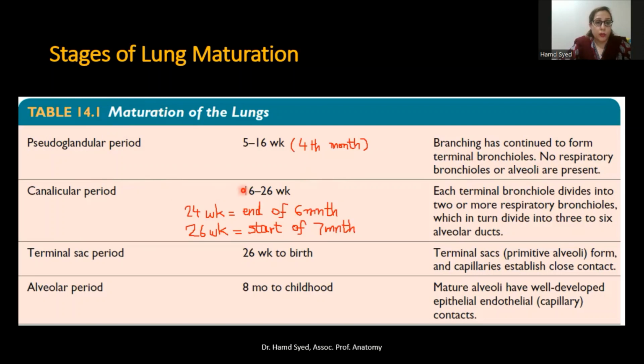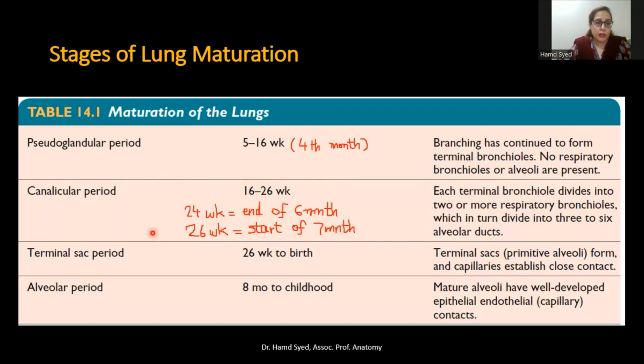Then comes the canalicular period. Now, in the canalicular period, we have the terminal bronchiole dividing into respiratory bronchioles, which in turn give rise to alveolar ducts. So this time period is from the 16th to 26th week of the intrauterine life. And remember that the 24th week would mean the end of the 6 months of development. So when we say 26th week, we are talking about the start of the 7th month of development.